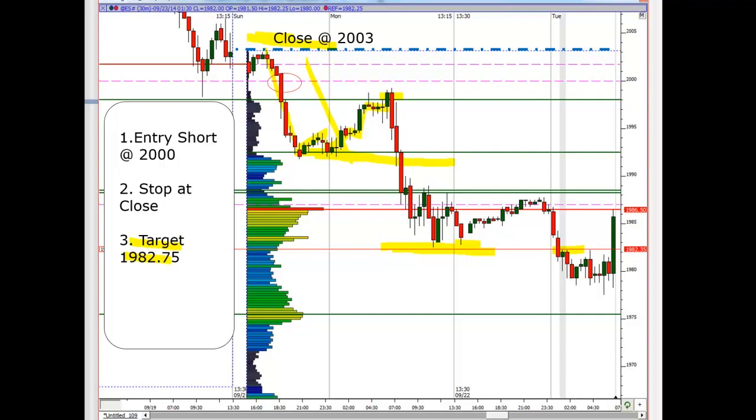This would have been a nice trade at 2,000 down to 83, 83 and a half, 84 even. A nice crisp 8-point trade or so, simply based on the auction and what the auction was telling us, and reasonably low risk. As far as between our entry of 2000 and 2003, that's a 3-point risk.